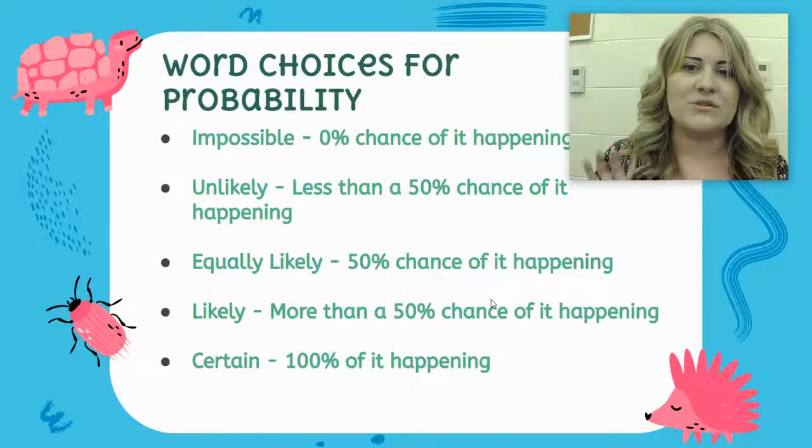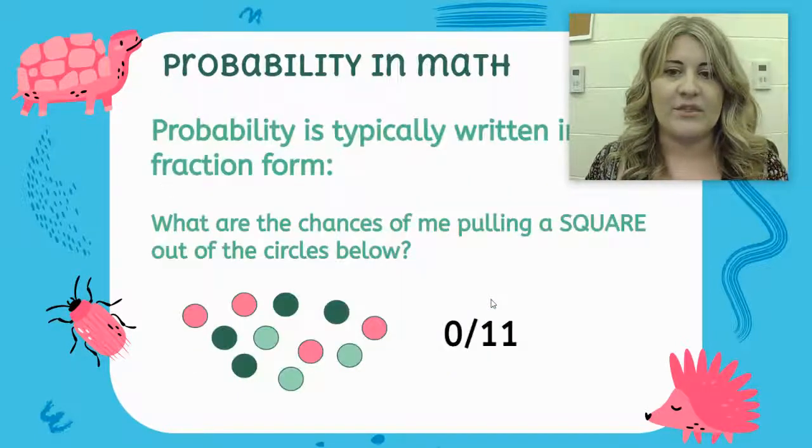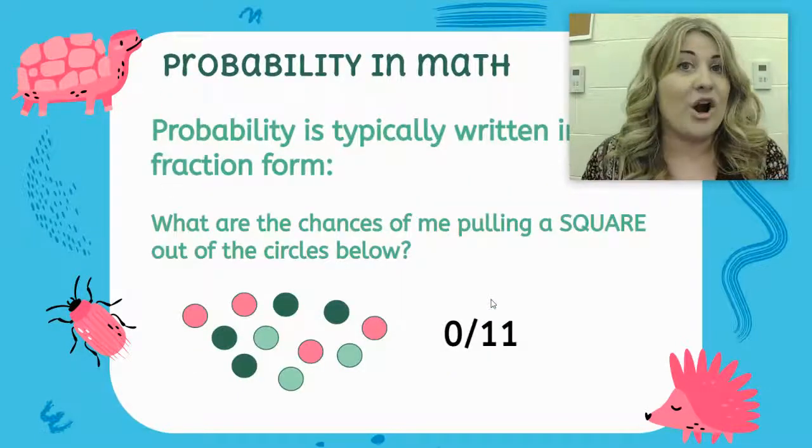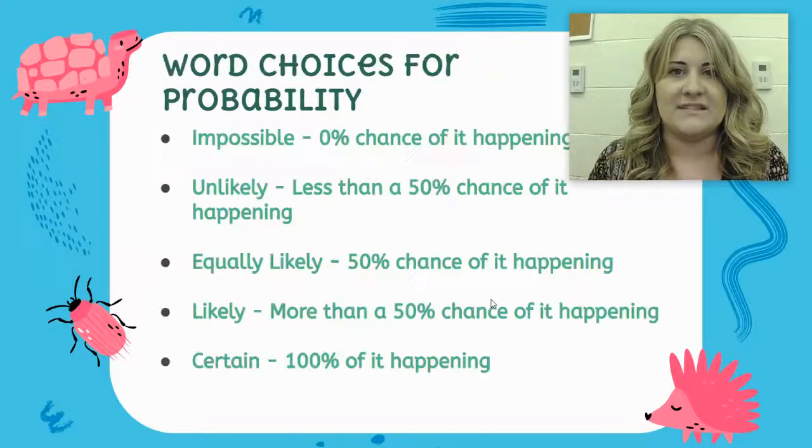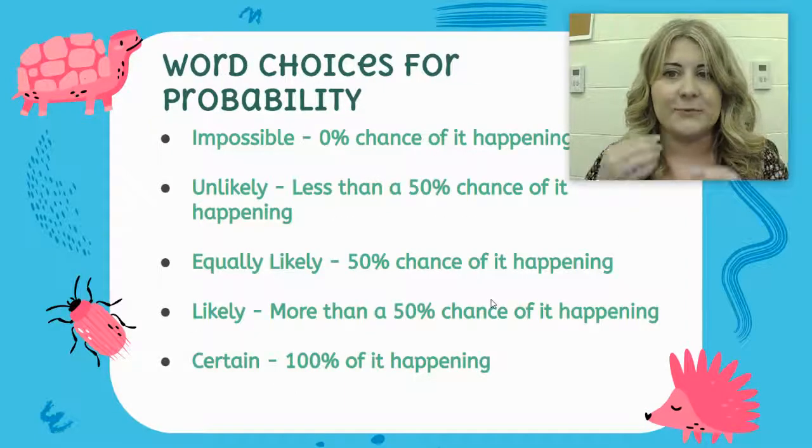So impossible is usually not going to be a word that we would choose unless it was a situation like with our bag of circles here where there are no squares. If something doesn't make sense and it's impossible, then it's 0% chance, it's impossible.